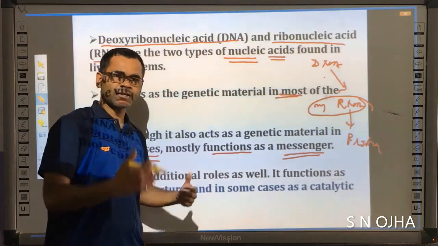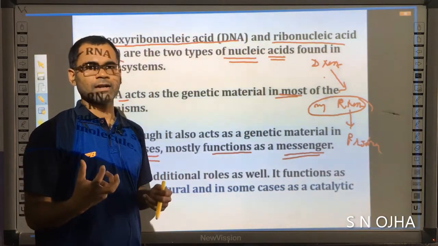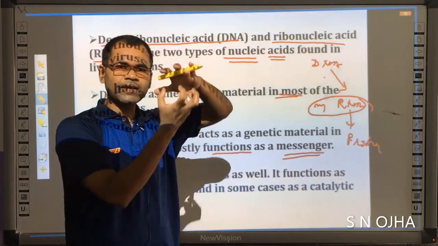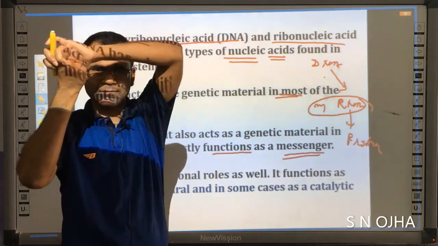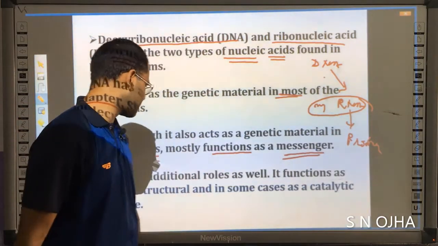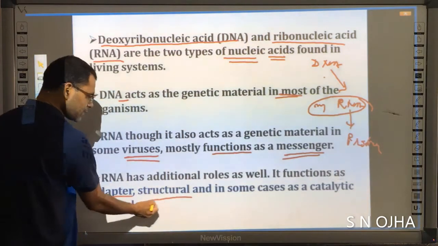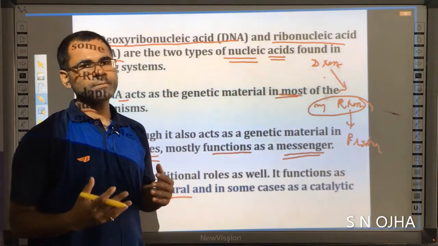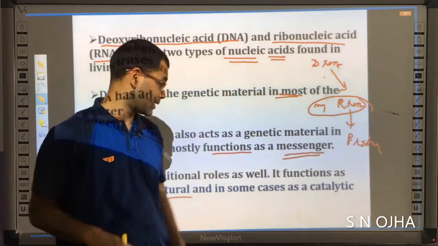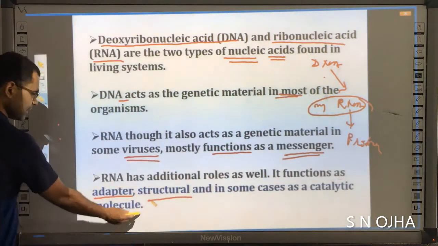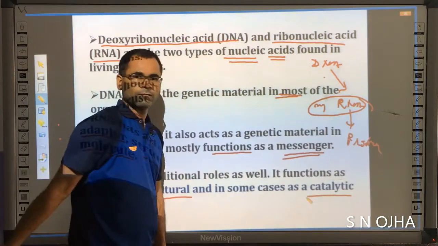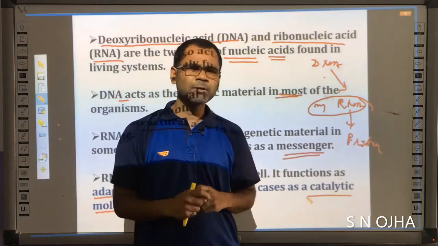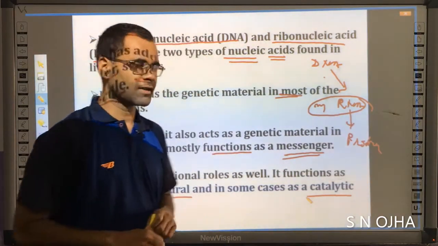Just now I was discussing tRNA, that is transfer RNA. In the due course of this chapter, you will study that this tRNA, or adapter RNA, carries one amino acid and pairs it to another amino acid, since we all know that proteins are made up of amino acids. That's why they are called adapter RNA. They also play a very important role in structures, for example ribosomes. Ribosomes are chiefly made up of ribosomal RNA, also known as rRNA, and in some cases they also act as catalytic molecules, which initiate various types of catalytic reactions. So this is a little overview of DNA and RNA.